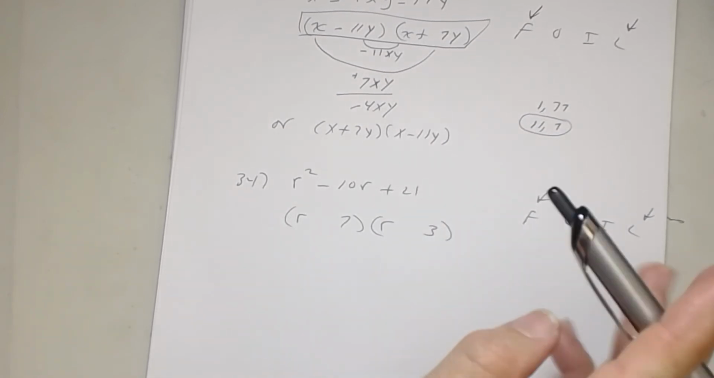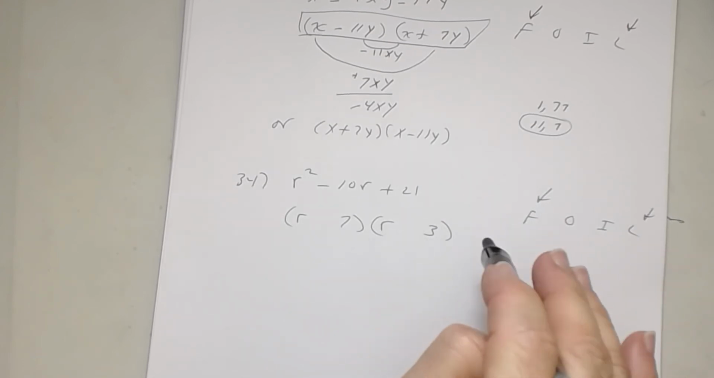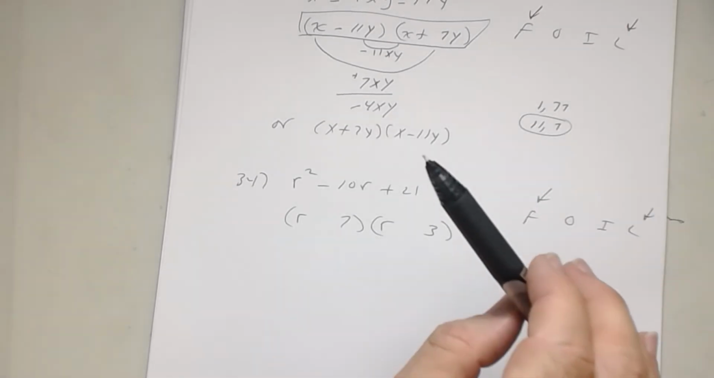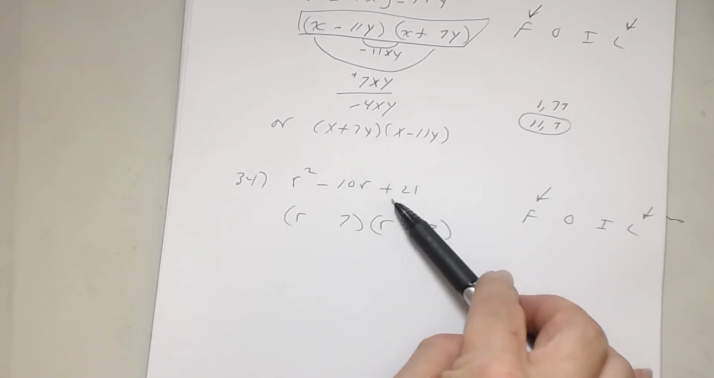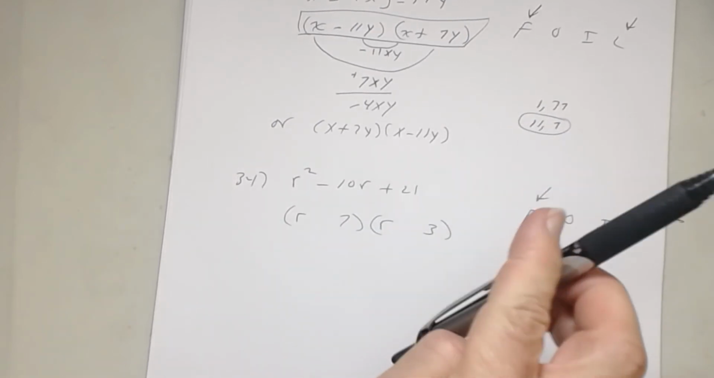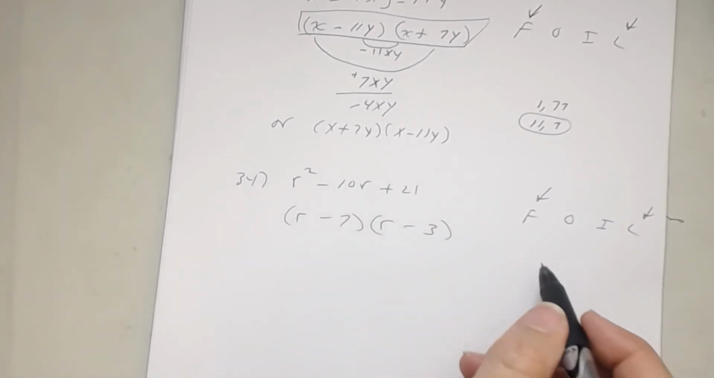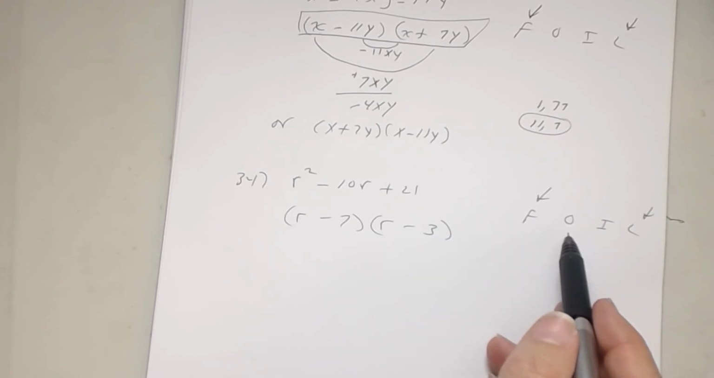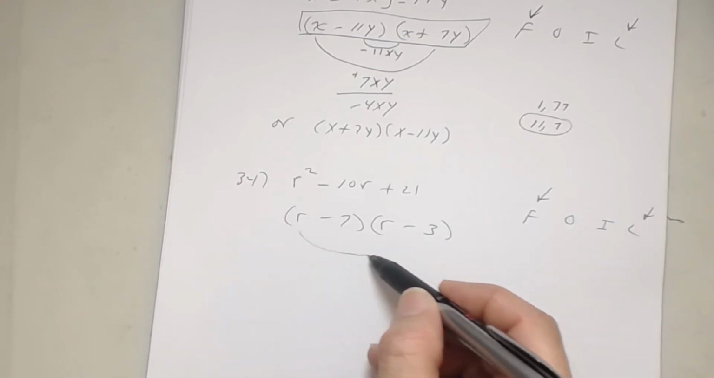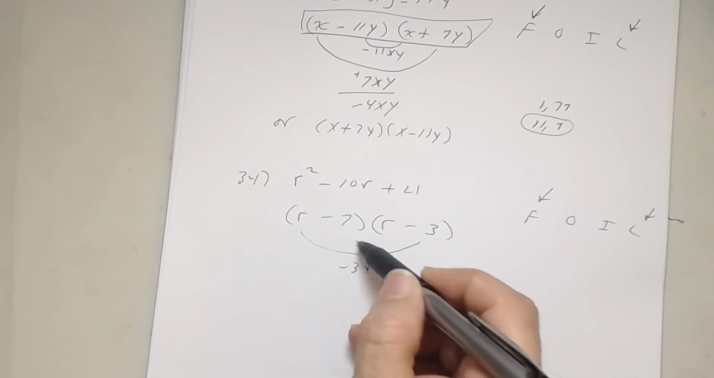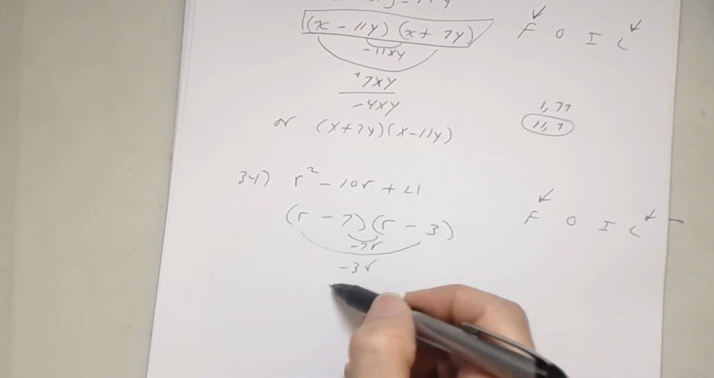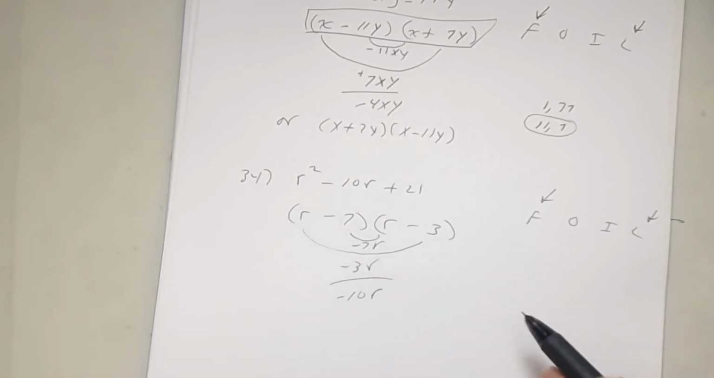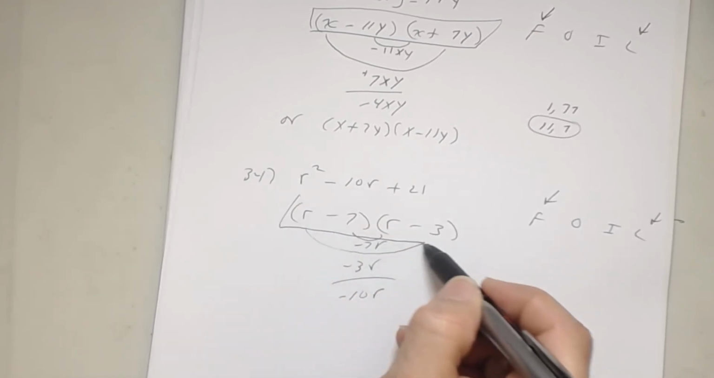What do you say about the signs, though? They have to be the same, because the last sign's positive, and they have to both be what? Negative. And then remember, you've got to check the outer and inner before you go on. The outer is negative 3r, inner is negative 7r. Do I get the middle term? Yep. So there's your answer.